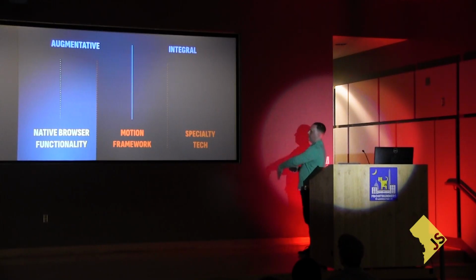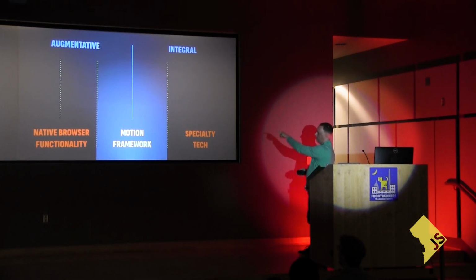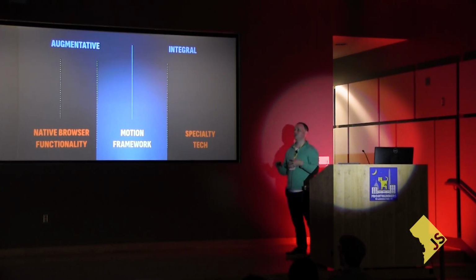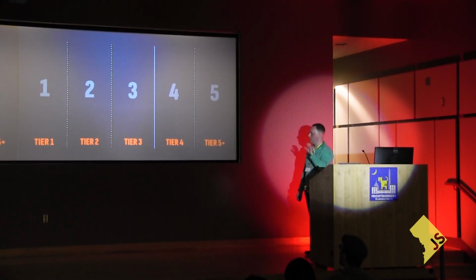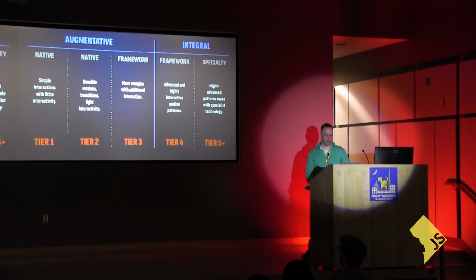So we're going to split native in half, and you can see that we've got the integral divide here in the motion framework too. And that's not to say that you can't make an integral experience with native browser tech. You can. It's just typically you're going to be reaching for something like that to help you. So if we clean this up, we've got 5 tiers of complexity that we can talk about with motion. And this tiered system kind of gives us a general sense, it's not an exact science, of what we're going to be aiming for when we talk about complexity. And I'll give examples for each one of these.